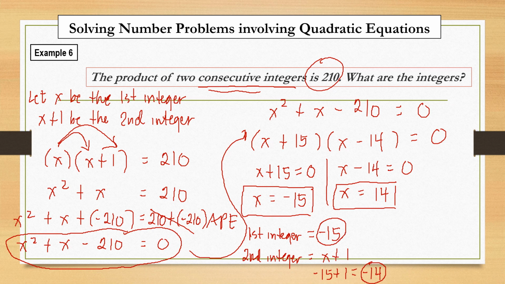This is one possible answer: if the first integer is negative 15, the second one is negative 14. Another possible answer, if the first integer is 14, the second integer is represented by x plus 1. So we're going to have 14 plus 1, and 14 plus 1 is equal to 15. So another possible answer is 14 and 15.